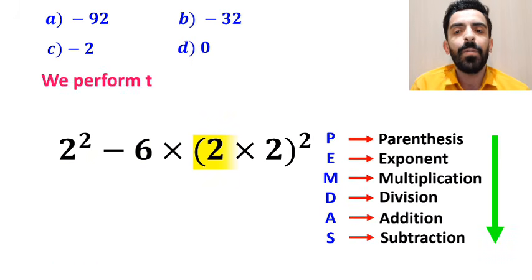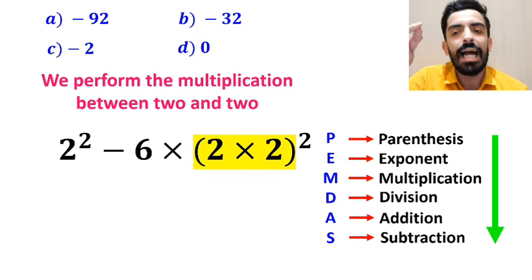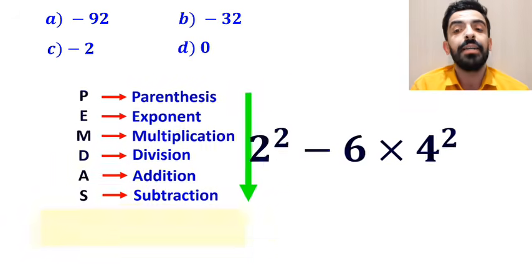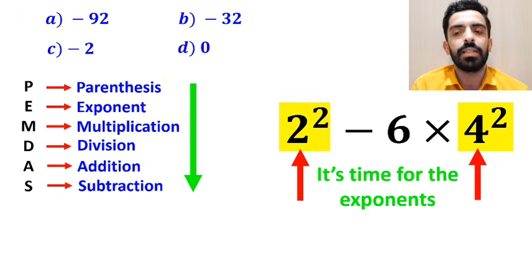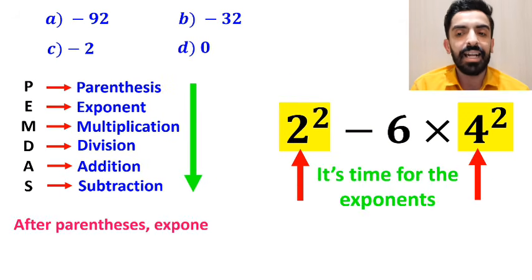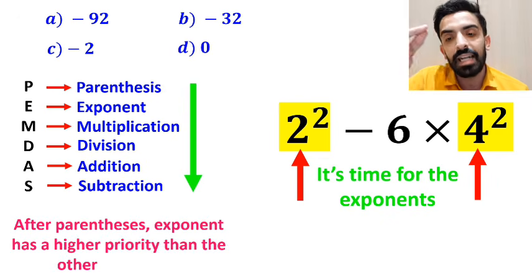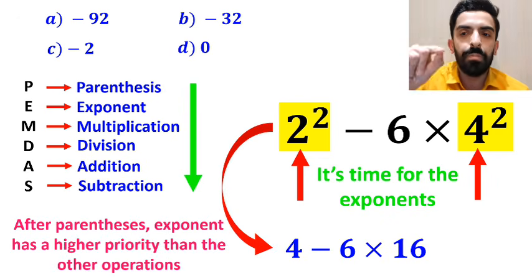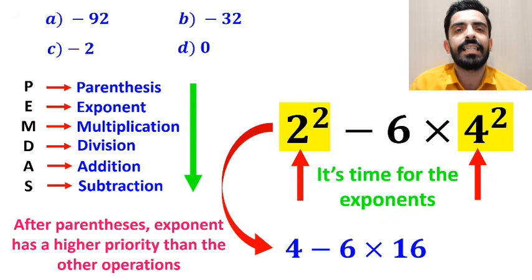And the next step, we perform the multiplication between 2 and 2. And this expression simplifies to 2 squared minus 6 multiplied by 4 squared. Now, it's time for the exponents because after parentheses, exponent has a higher priority than the other operations. So, we write this expression as 4 minus 6 multiplied by 16.